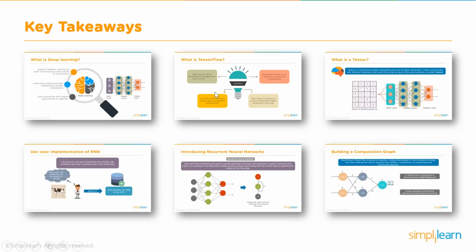Okay, so let's summarize. What have we done so far? We talked about what is deep learning, briefly touched upon deep learning, and then we talked about the what and why of TensorFlow, and what are the various other libraries other than TensorFlow for doing deep learning. And we saw a quick use case for linear regression, and then we did a quick use case for recurrent neural networks as well. So with that, I would like to conclude the session.